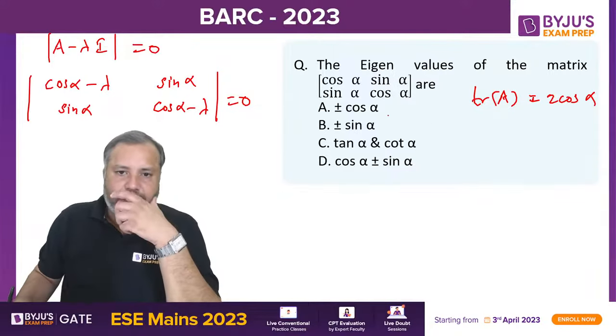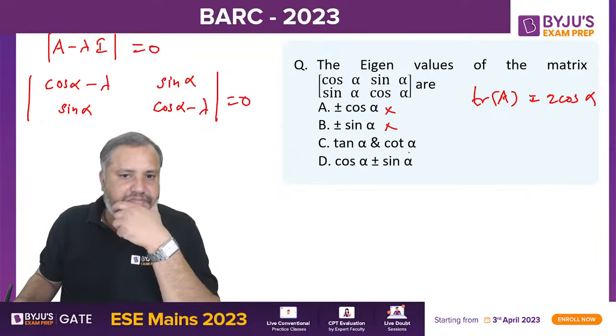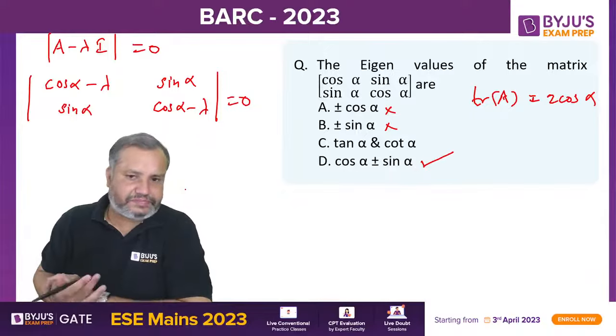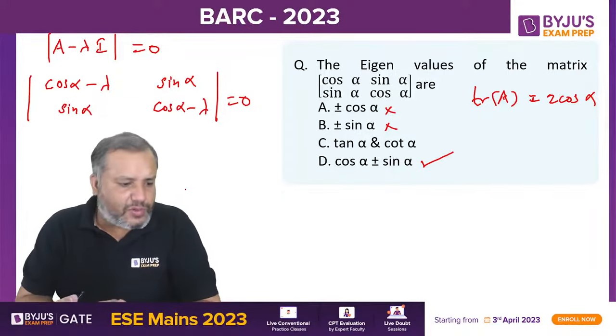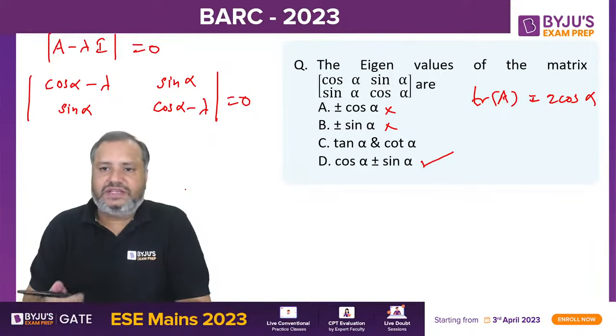Okay, so you cannot get this trace by option A or option B. That is possible only with option D. Check it. Trace is equal to 2 cos alpha.